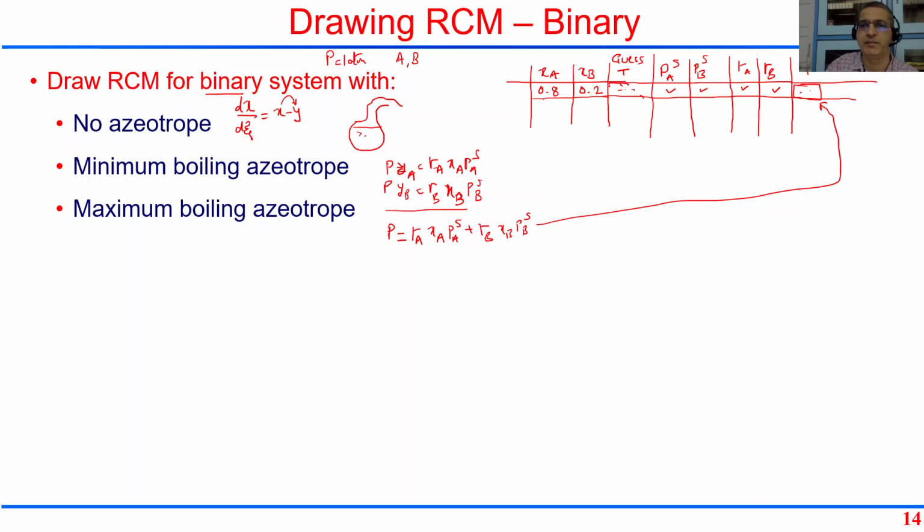Otherwise we will vary this guess temperature, right? So you can use a goal-seek function in Excel. Goal-seek the value of pressure to be 1 atmosphere by varying this temperature. Now once you get this pressure to be equal to 1 atmosphere, we can calculate Ya and Yb. So if I put some equation numbers, equation number 1, 2, 3: pressure we are going to calculate from equation number 3, Ya from equation number 1, Yb from equation number 2.